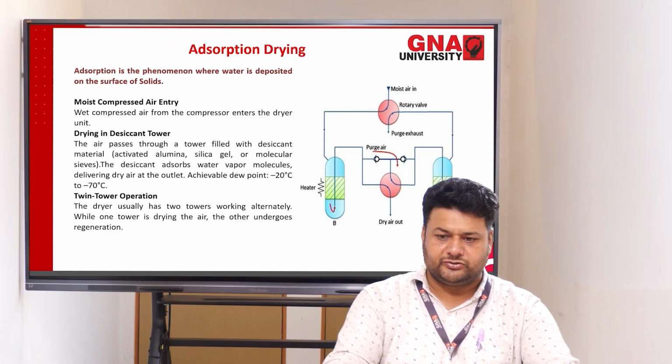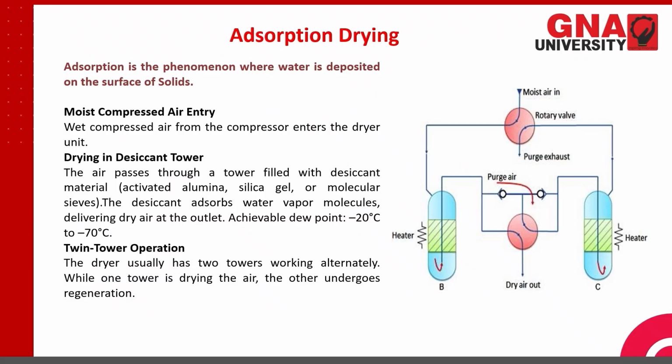So next is the adsorption drying. Now first of all, let's understand the meaning of adsorption. Adsorption is the phenomenon where water is deposited on the surface of solids. There are some chemicals, like activated alumina, silica gel and molecular sieves. Now when the moist air passes over these chemicals, the moisture gets deposited on their surfaces, and this principle is used for drying the air.